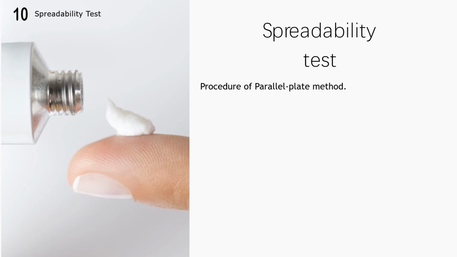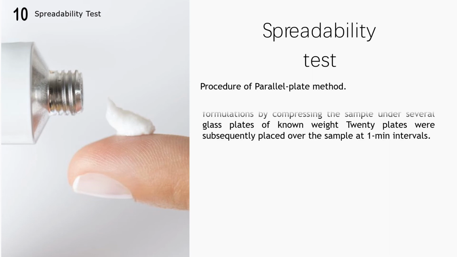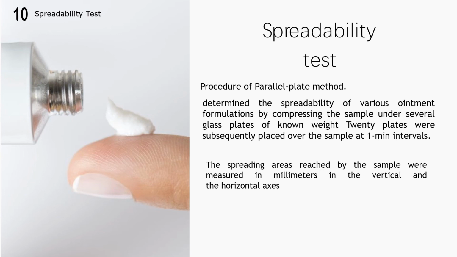Procedure of the parallel plate method. Determining the separability of the ointment formulation by compressing the sample under several glass plates of known weight. 20 plates were subsequently placed over the sample at 1 minute intervals. The spreading area reached by the sample was measured in millimeters on the vertical and the horizontal axis.